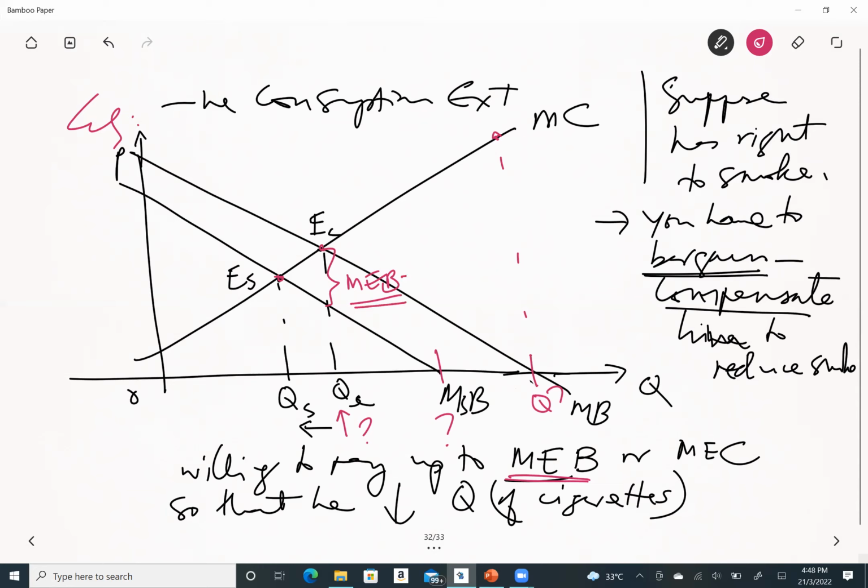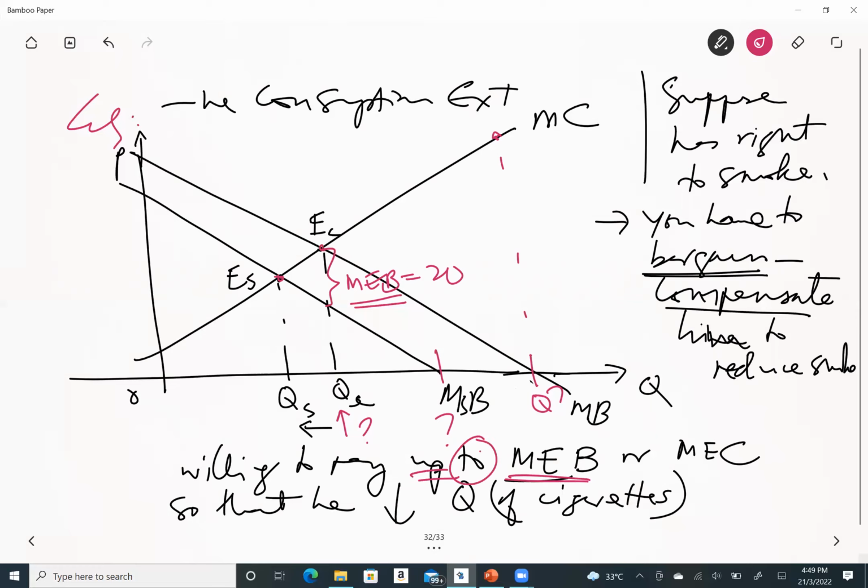Let's say this MEB here is equal to 20. I pay you up to 20 ringgit. So are you willing to reduce cigarettes by one? I say up to 20; you bargain, not necessarily 20, maybe you pay 18, but up to MEB. For now we just say exactly MEB. So we tell him, I pay MEB, you reduce by one cigarette.